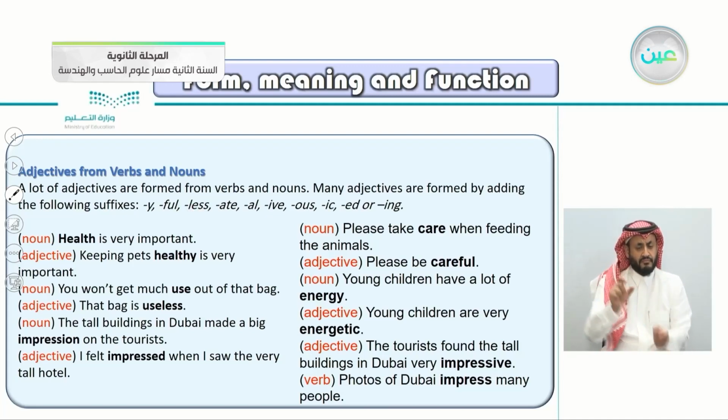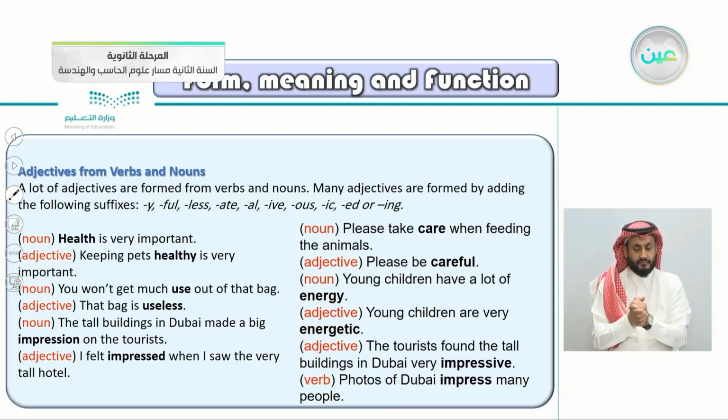Young children have a lot of energy. Energy. This is the noun, energy. Young children are very energetic. This is the IC here, energetic. So energy becomes energetic. He has a lot of energy.